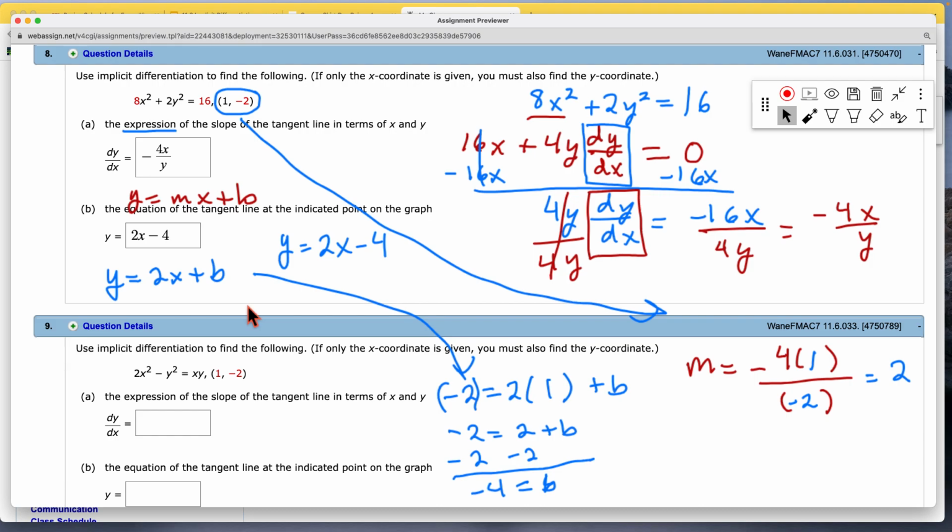So there's a couple questions that do that. You're going to need to take the derivative and get that expression for the slope of the tangent line. You're going to plug in the points, both the x and the y, to get the slope as a number, and then y equals that number times x plus b. Plug in the points again to find the y-intercept. So that's all algebra at that point. Okay.